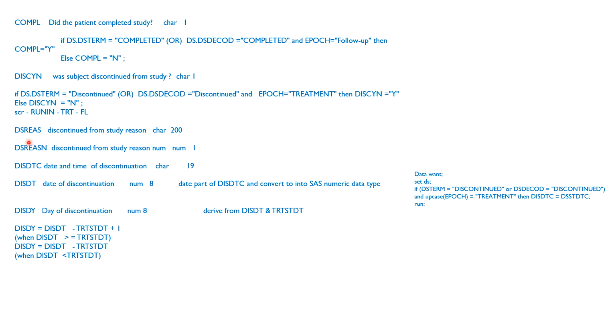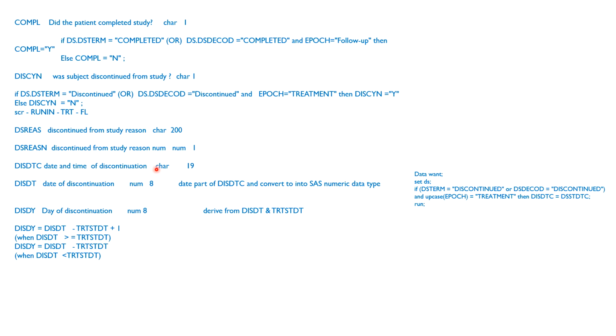So here the next variable, DSRES, discontinued from study reason. So for the reason also we need to create one variable. There will be some reasons, right? That reason data also we are going to capture in this variable. So for each reason we are going to create one numeric value. Okay. So if it contains so many reasons, for those also we are going to create numbering. Then date and time of discontinuation.